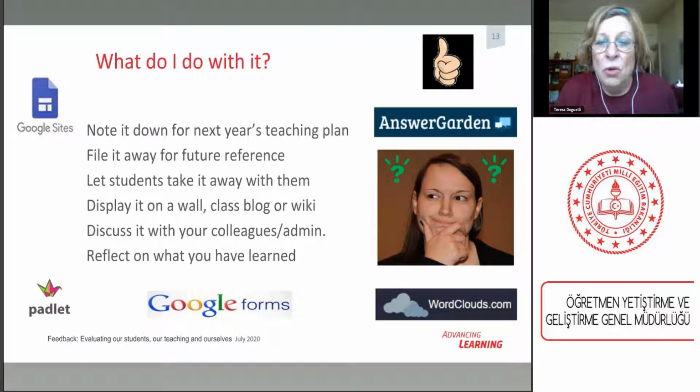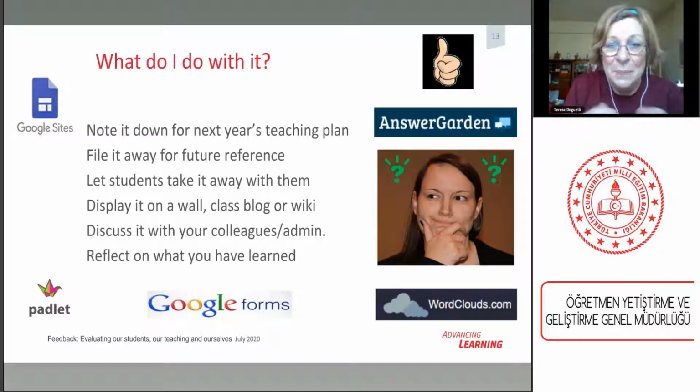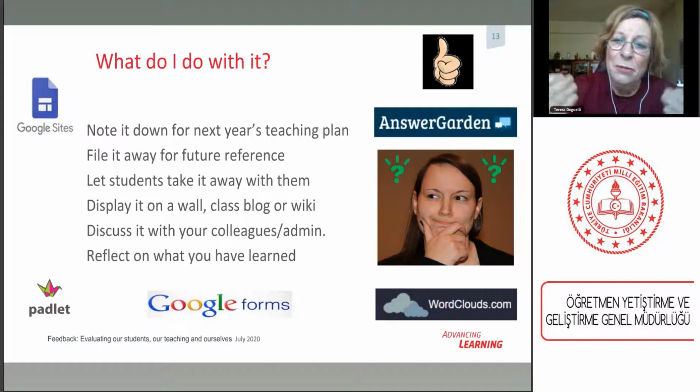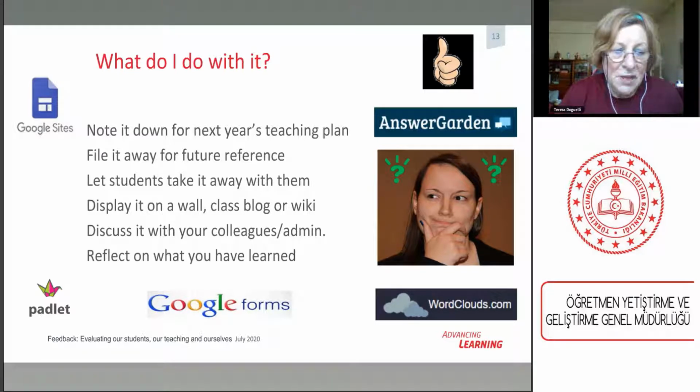So if you're online, or if you're going to have a blended system in September, then you could use a mix of talking to them, but also getting them to write their answers to questionnaires, to menus, to sentences, sentence writing, STEM sentences. You can use Answer Garden, you can use word clouds, you can use Google Sites, Padlet, or Google Forms for all of these. And they will be up there permanently for all the students to see, and for you to see and keep checking into.